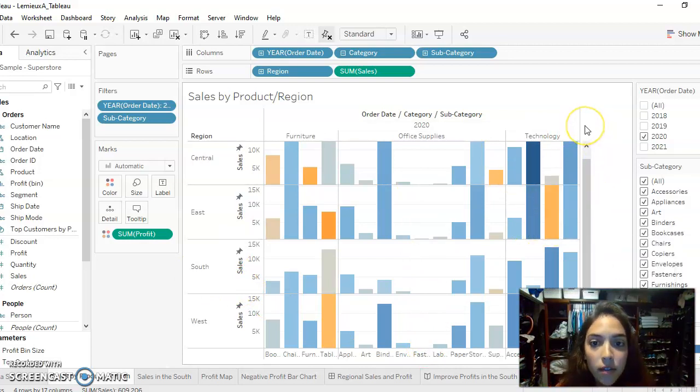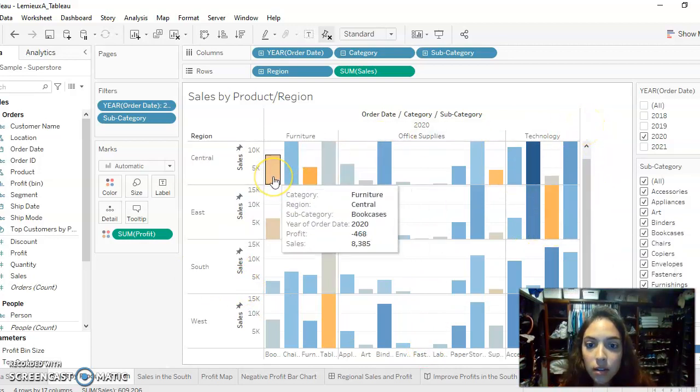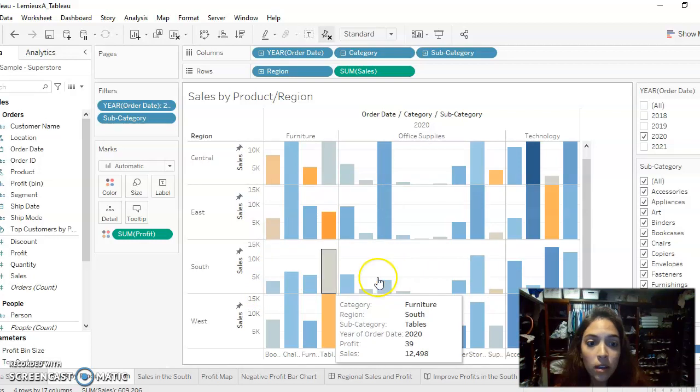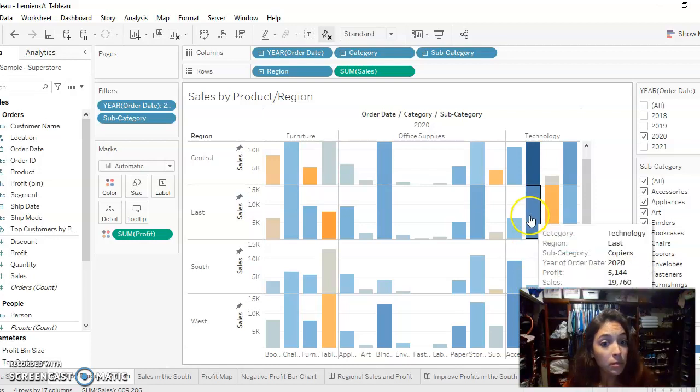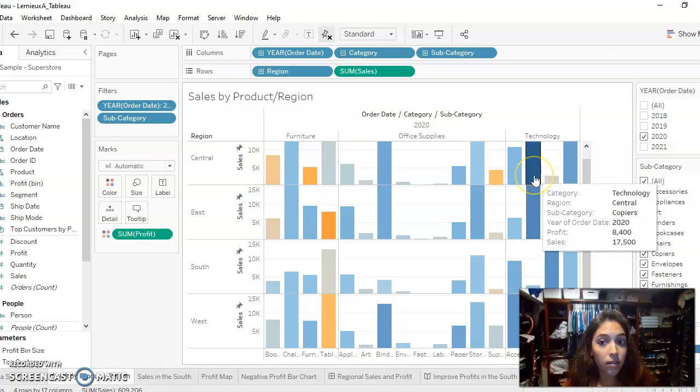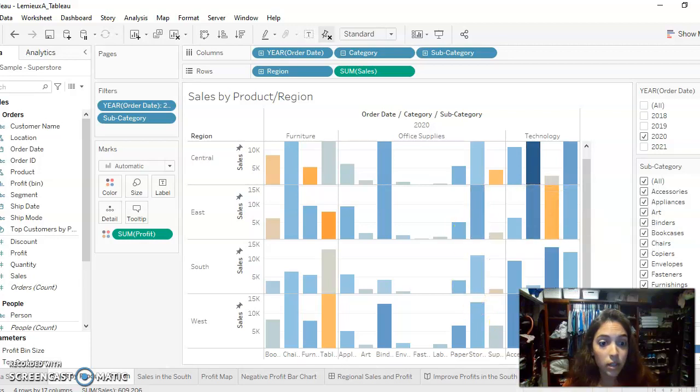Technology does pretty good in all of the regions. The orange is where we get into the negative profit. You don't want to be orange. The darker the blue, the better. This is showing all of the subcategories, so office supplies, furniture, technology, all that kind of stuff. Copiers, you can see, does really good, except for the South. But other than that, all the other ones seem to do really good.